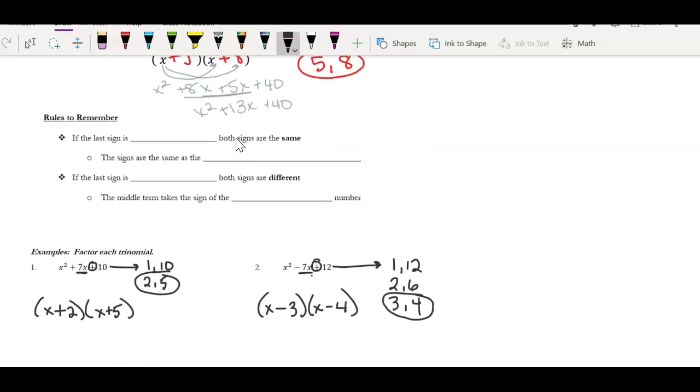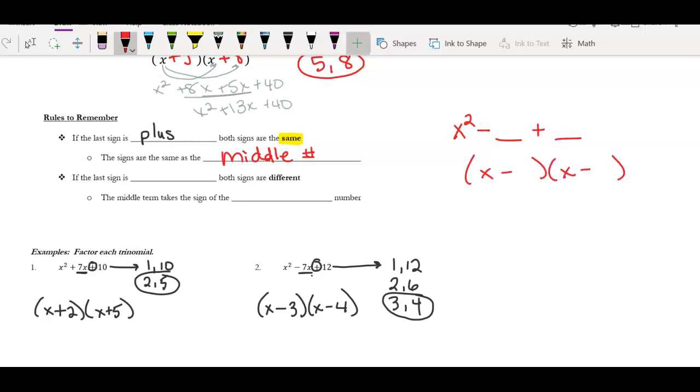So let's go in and fill in our rules. Okay? If the last sign is a plus, both signs are the same. The only way you can get a positive adding is if it's a positive times a positive or a negative times a negative. And then you find the sign, it's the same as the middle number. So if I have a negative right there with a plus here, 2 blanks, that tells me that they're both going to be negative.